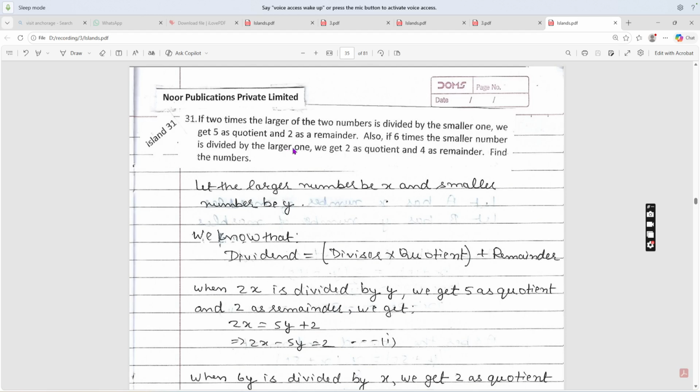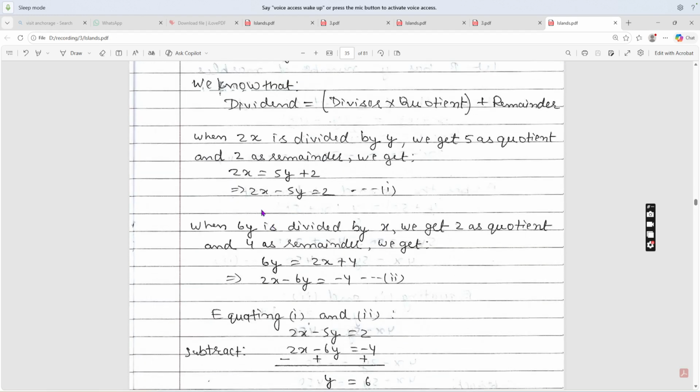And it is going to be divided by the larger number. What is the larger number? That is x. So 6y is going to be divided by x. So 6y is the dividend and x is the divisor. So we are going to replace the dividend by 6y, and the divisor is x, the quotient is 2 and the remainder is 4. So 6y is equal to x into 2 plus 4. That is, 6y is equal to 2x plus 4.